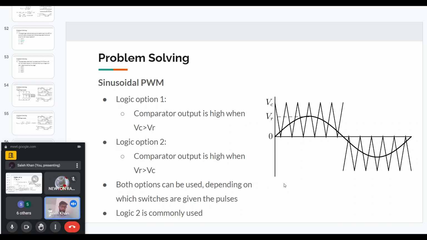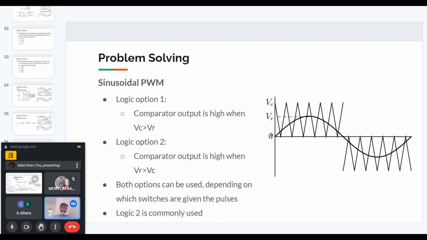So in pulse width modulation, how is this modulation actually done? We have a carrier waveform and a reference waveform. These can be generated whether we have a digital platform or an analog platform. The objective of having these waveforms is that we want to know when to turn on which switch to get a sinusoidal PWM. That is why we have these two waveforms, a carrier waveform and a reference waveform.